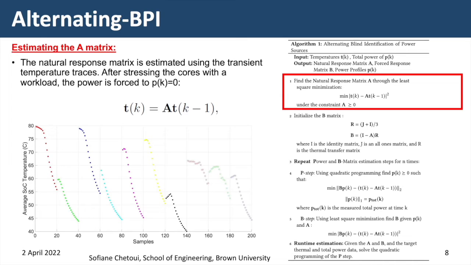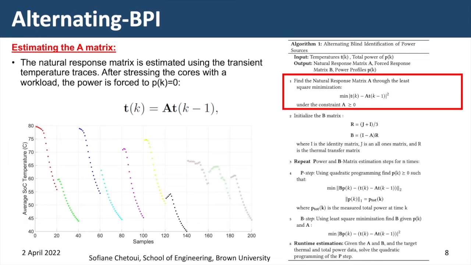So basically, the A matrix describes the behavior of our circuit in the absence of any power source. We estimated it by using transient temperature traces that describe the cooling process. As you can see in the figure, on the y-axis we have the average SoC temperature, and the different colors correspond to different experiments. So to estimate the A matrix, we need to collect similar temperature traces where we can see the cooling process of our different hardware units.